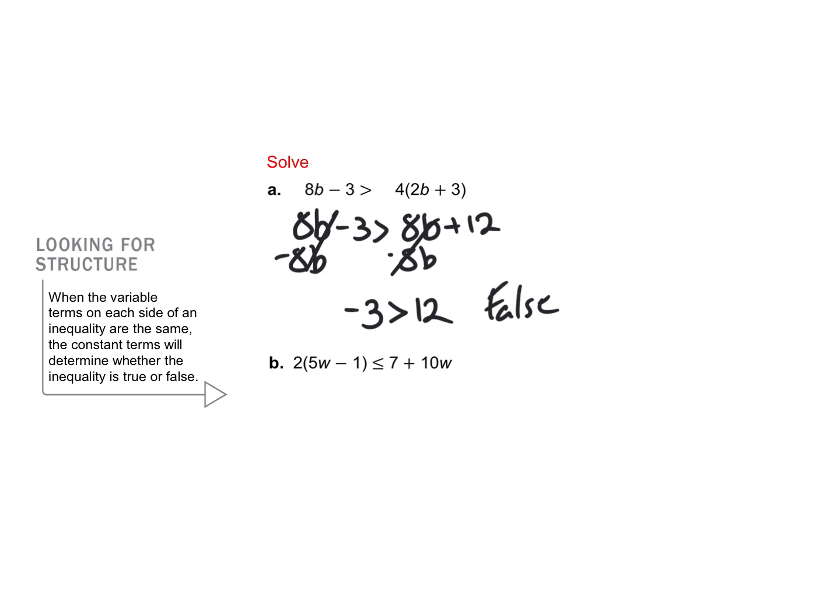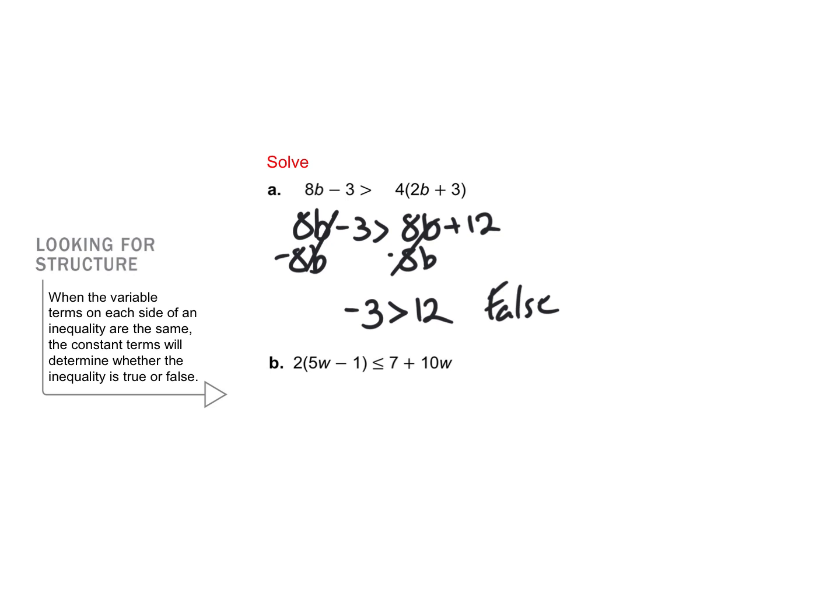So let's read what they have right here on the side. Looking for structure: when the variable terms on each side of an inequality are the same, the constant term will determine whether the inequality is true or false. So as we saw for A, negative 3 is not greater than 12, so therefore it's a false inequality.